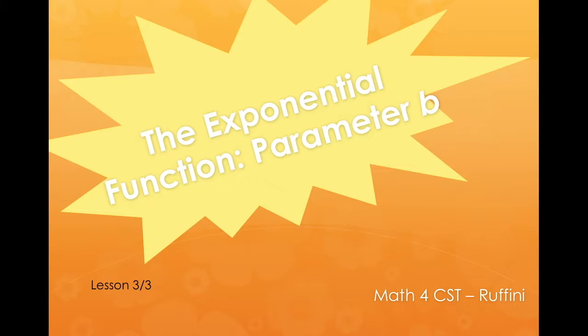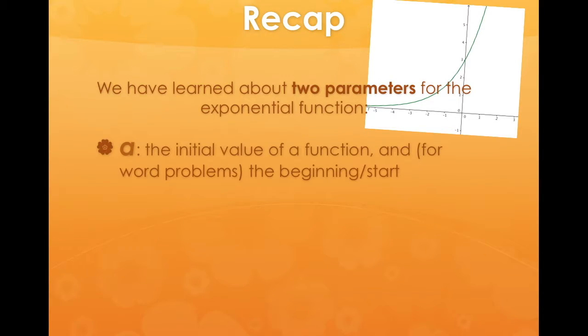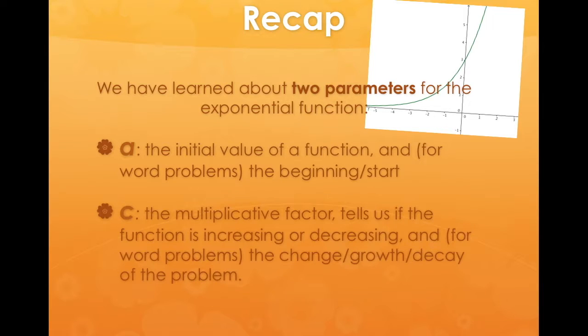This is the last lesson on the exponential function. We are going to talk about the final parameter, b. So just to recap what we've done so far, we have learned about two parameters for the exponential function. One of them is a and one of them is c. A is the initial value of the function, and for word problems, it's where the problem begins. It's the start. It is where the function crosses the y-axis.